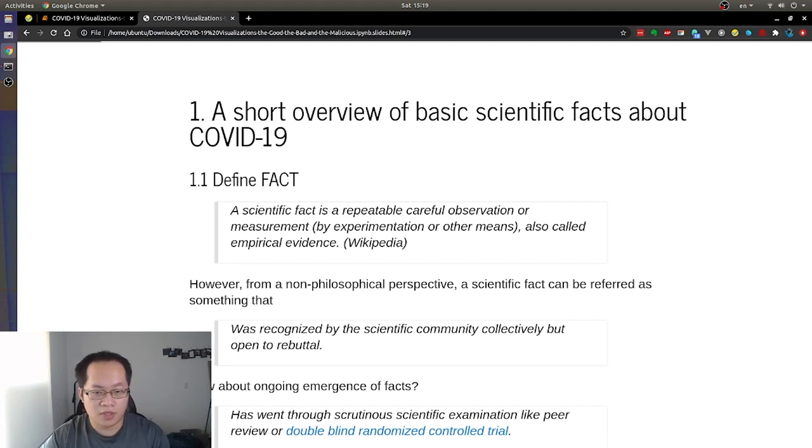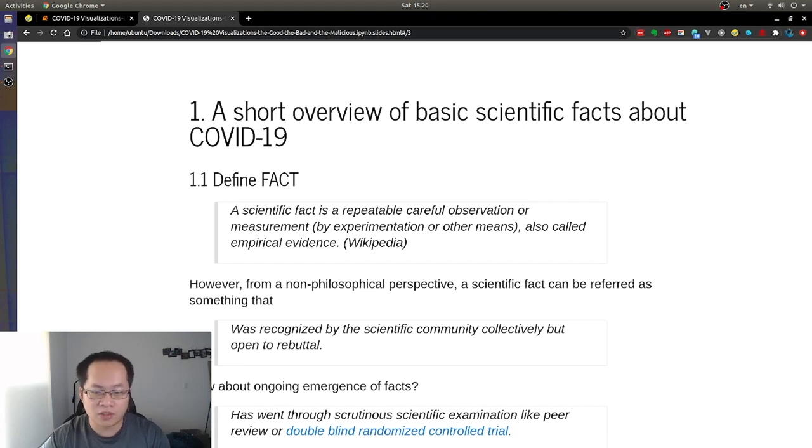If you look up Wikipedia, this is the definition of a scientific fact. A scientific fact is a repeatable, careful observation or measurement, often coming from experimentation or other means, also called empirical evidence. However, this is kind of too philosophical. From a non-philosophical perspective, we can recognize a scientific fact as something that was recognized by the scientific community collectively. However, one important feature is that it must be open to rebuttal.